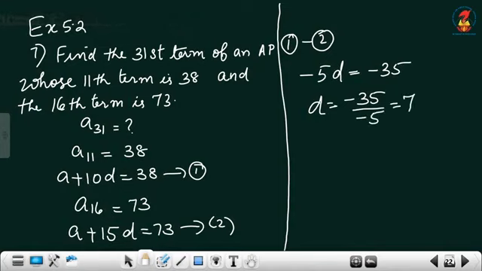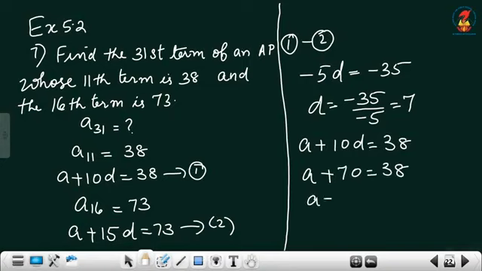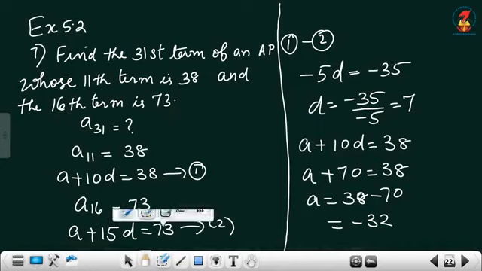So after getting 7, we can write a plus 10d is equal to 38. So a plus 70 is equal to 38. So a is equal to 38 minus 70, which is equal to minus 32. We got a as minus 32 and d as 7. What we need is a31. We need to find a31.